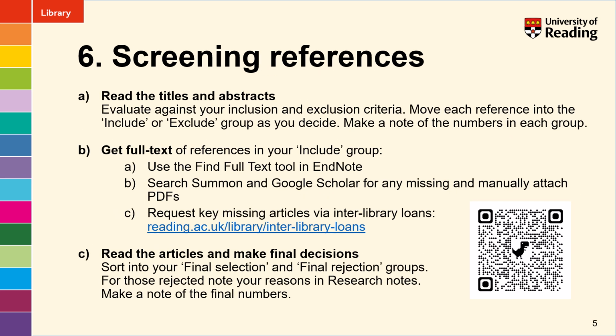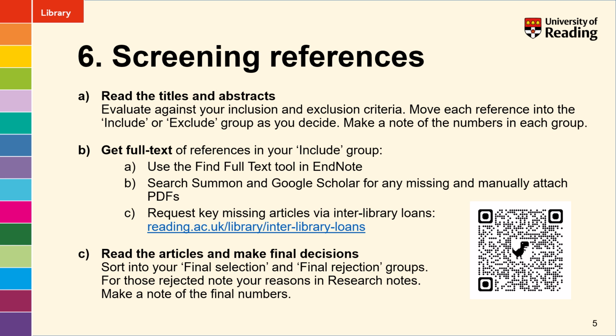Step 6 is to screen references. So firstly, you need to read the title and the abstracts of each article and evaluate them against your inclusion and exclusion criteria. And then as you make that decision as to whether they're relevant or not, move them into your include or exclude group. If you're not sure, put it in your include group and you can then try and get hold of the full article to make a final decision. Once you've done that, every reference in your library should be in one or other of those two groups, and make a note of the numbers that you have in each group.